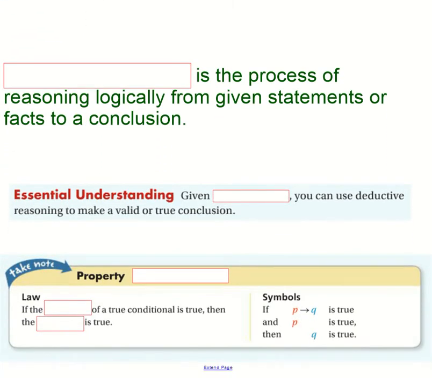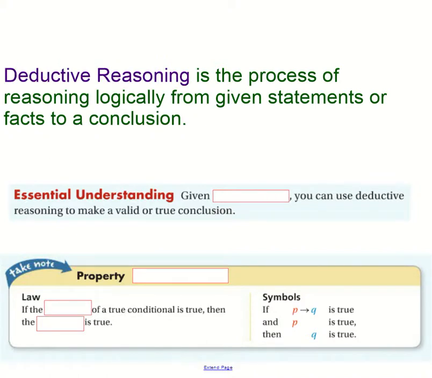And so this is deductive reasoning. Deductive reasoning is the process of reasoning logically from given statements or facts to a conclusion. And so given true statements, you can use deductive reasoning to make a valid or true conclusion. We've got a few different properties that we're going to talk about today.